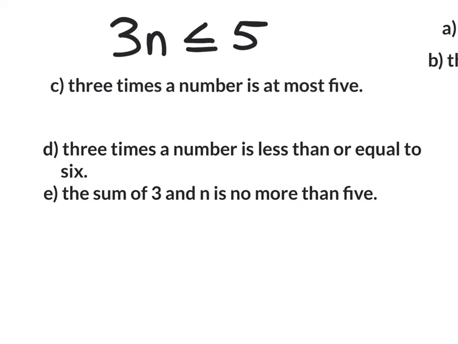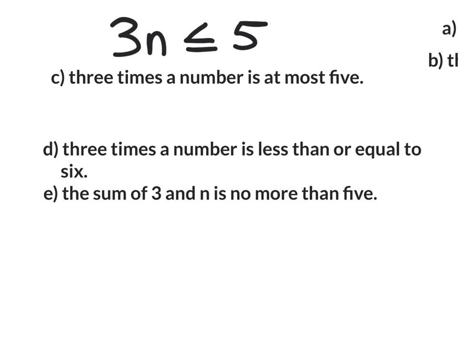How about option C? 3 times a number is at most 5. 3 times a number is at most 5. That is correct. That's your answer. Okay. Now, why is that? Well, 3 times a number, it's right there, is at most 5. You need to think about that. At most 5. What does that mean?